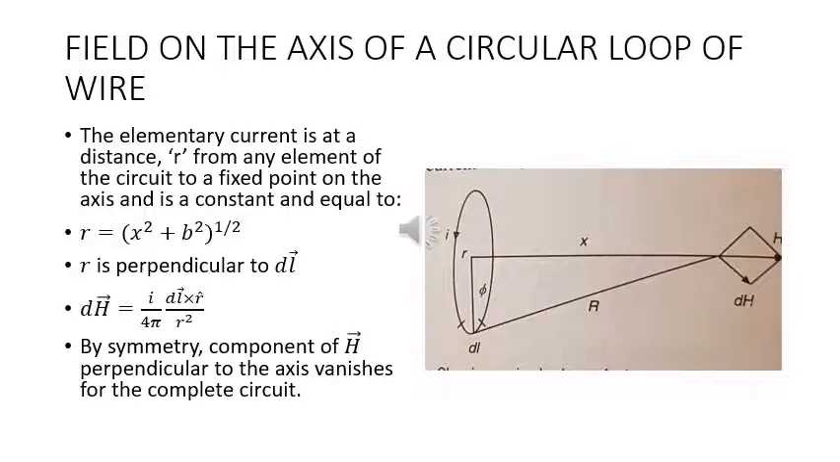Next, we discuss the field on the axis of a circular loop of wire. The elementary current is at a distance r from any element of the circuit to a fixed point on the axis and is a constant, equal to r equal to the square root of x squared plus b squared. r is perpendicular to dl. dB is equal to I upon 4 pi dl cross r upon r squared.